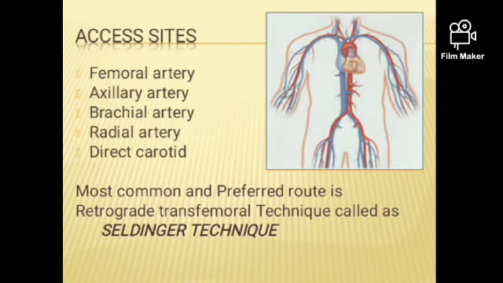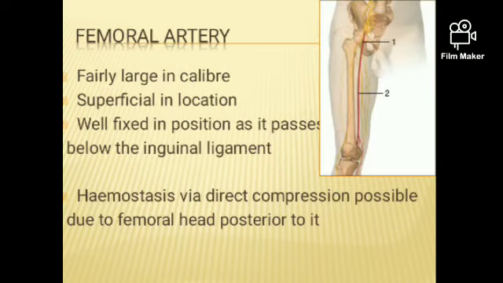Next, what are the sites of puncture? When we talk about the sites of puncture, we have femoral puncture, axillary puncture, brachial puncture, radial puncture, and carotid. But most preferably we use the femoral puncture, because it is larger in diameter, straight, and easily accessible. It is larger in caliber, superficially located, and easily accessible, and it is present in the 4 o'clock direction in the inguinal area.